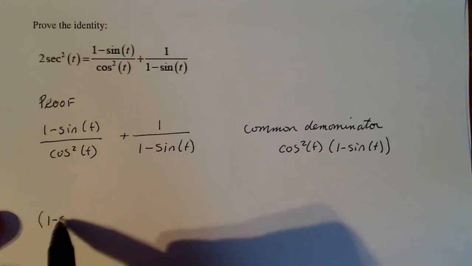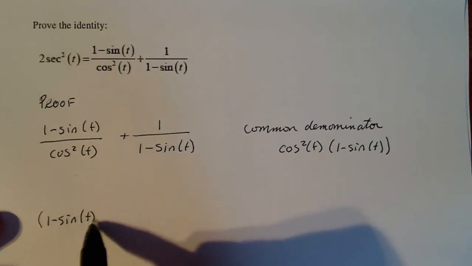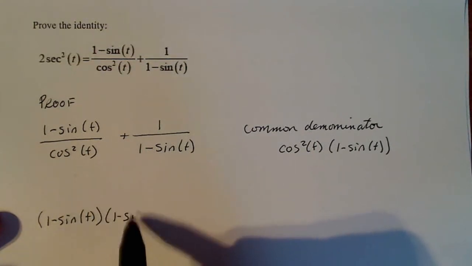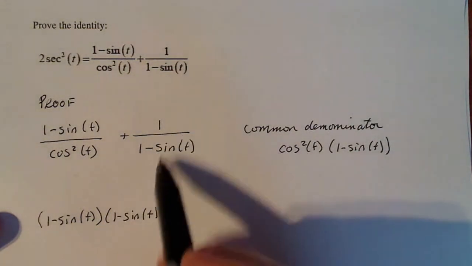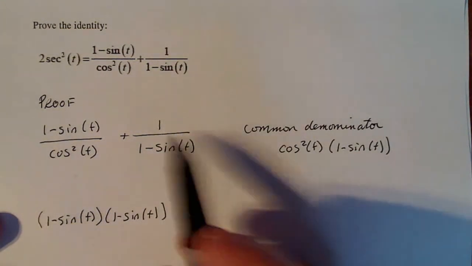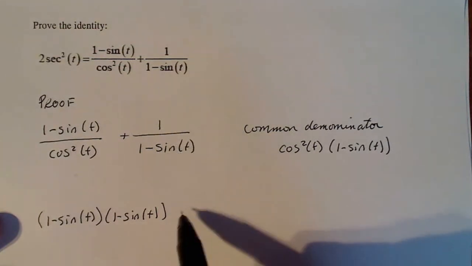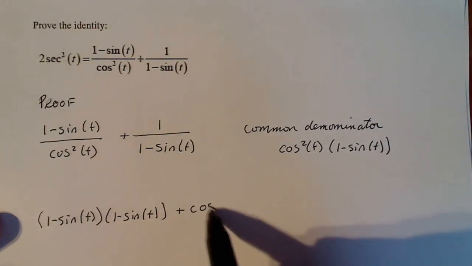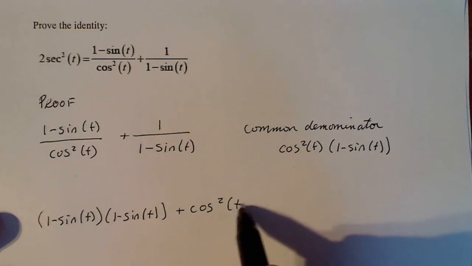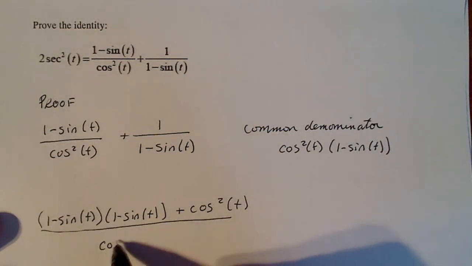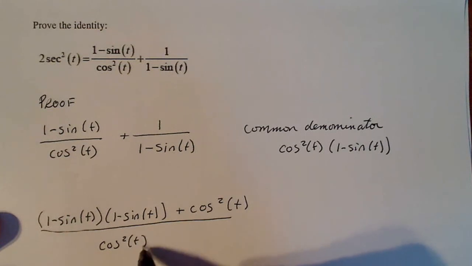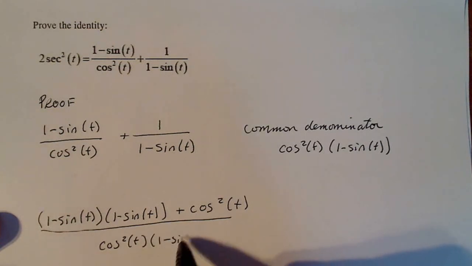So it'll be 1 minus sine t times 1 minus sine t. And then here what's missing is cosine squared t. So I have to multiply top and bottom by cosine squared t. So 1 times cosine squared t is cosine squared t, and it'll all be over the one common denominator of cosine squared t times 1 minus sine t.